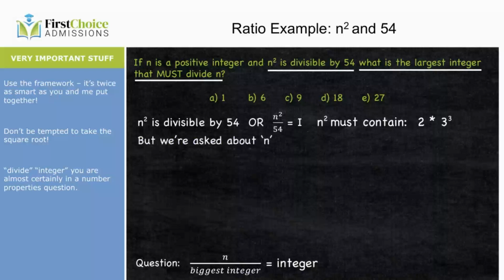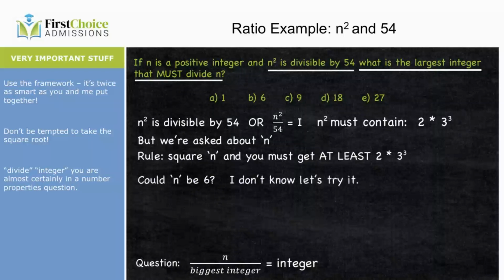So what do we know about n? Well, we're kind of given a rule, like n could be anything, but you know what? When you square n, you must get at least 2 times 3 cubed, because we know that n squared contains at least 2 times 3 cubed. So I'm thinking n's got to have 2's and 3's in it, right? Because when we square it, I end up with a bunch of 2's and 3's. So what could n be?